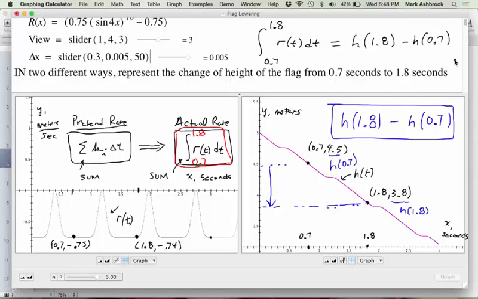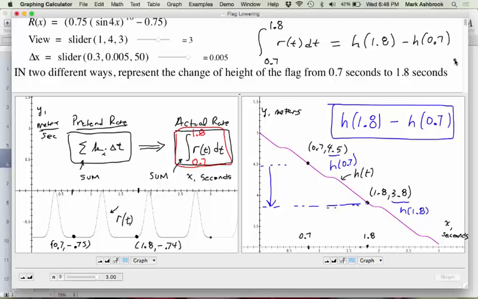Look, the fundamental theorem is starting to take form here, or it just did. Two ways of representing the same thing: using the rate and adding up a bunch of little changes from 0.7 to 1.8, or just taking the final value of height minus the initial value of height. That'll get that change in height as well.